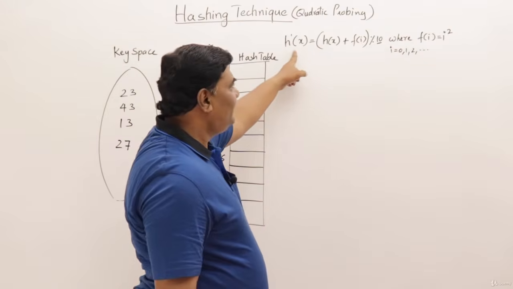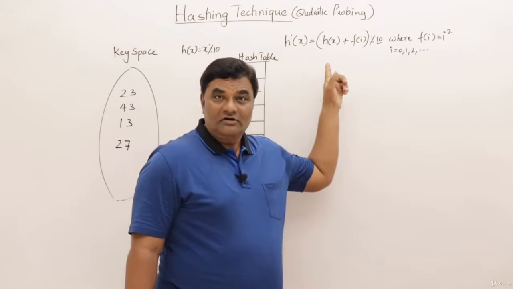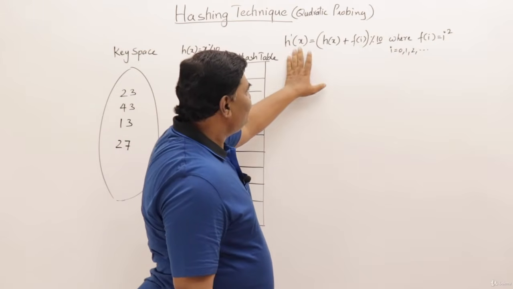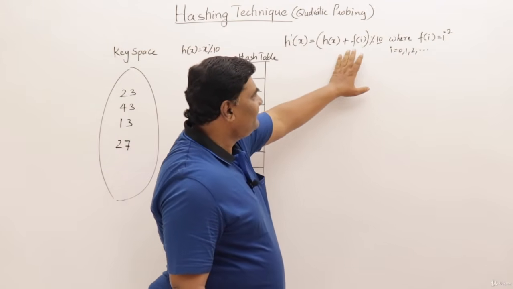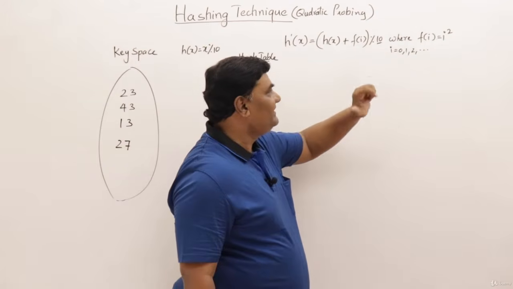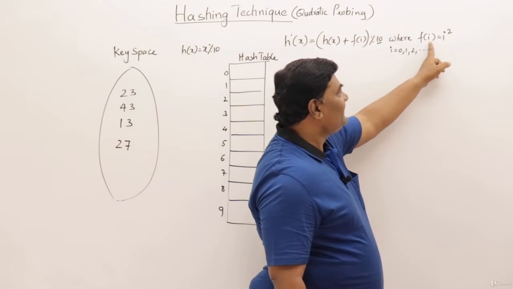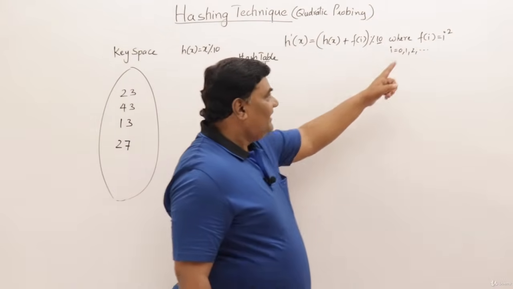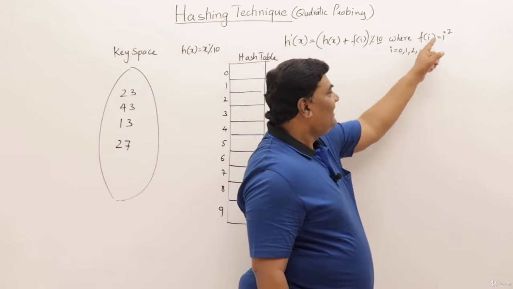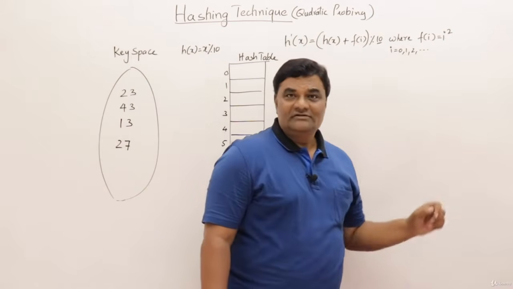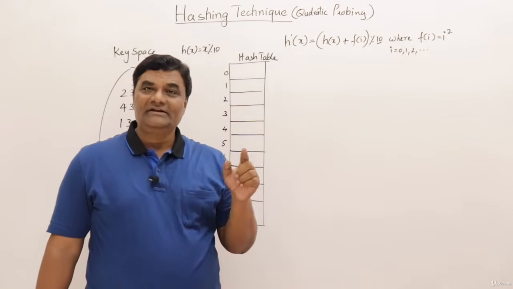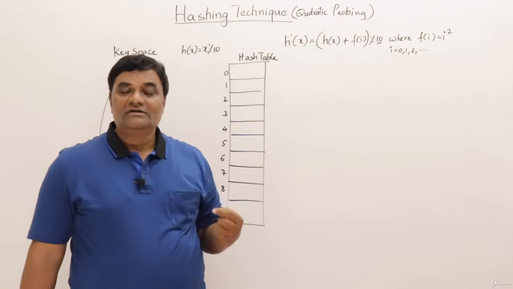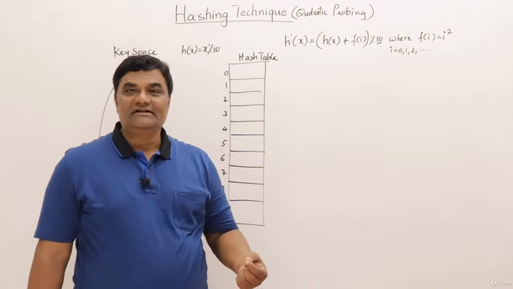Then this is a modified hash function used for quadratic probing. If you see, it looks similar. H dash of x is h of x plus f of i, mod 10. Yes, it is the same, but here there is a difference. F of i is equal to i square, and i takes values 0, 1, 2, and so on. This is the difference between linear probing and quadratic probing. The next position is found with a quadratic value, not a linear value.